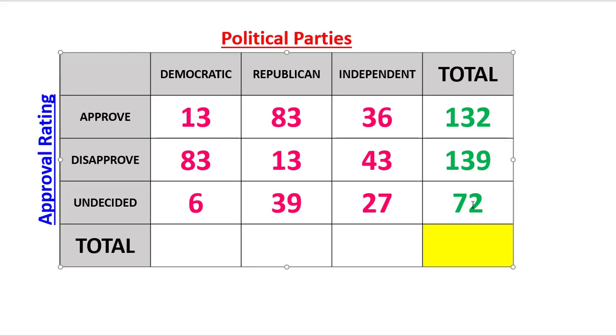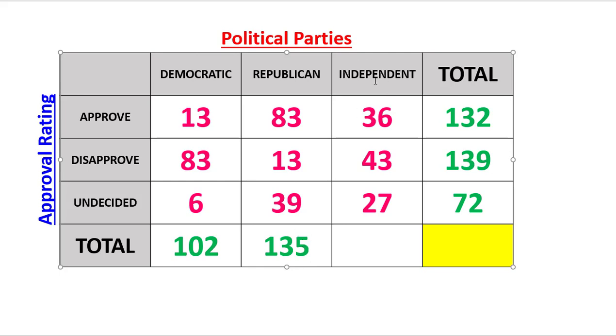So now let's figure out the column totals. What if I wanted to know the total amount of Democrats? Well, I would just add up the column for Democrats. So I would add 13 plus 83 plus 6, which gives you 102. What if I wanted to know the total amount of just the Republicans? So I would add up all of the numbers in the column for Republicans. So that'll be 83 plus 13 plus 39, which gives you 135.